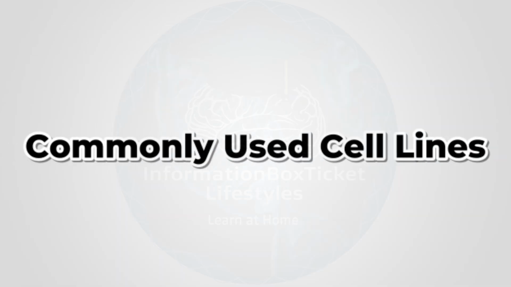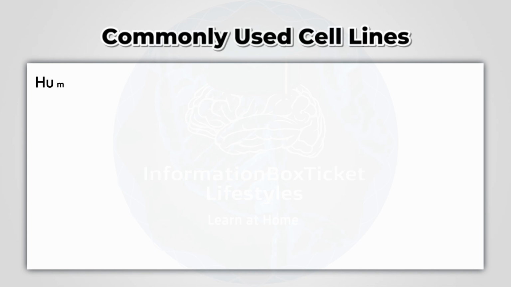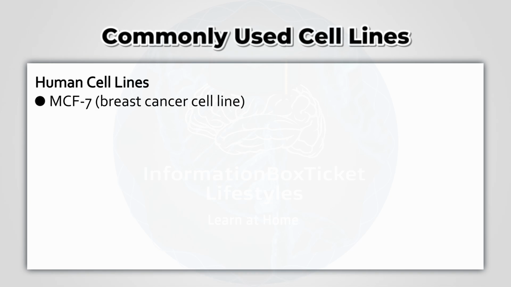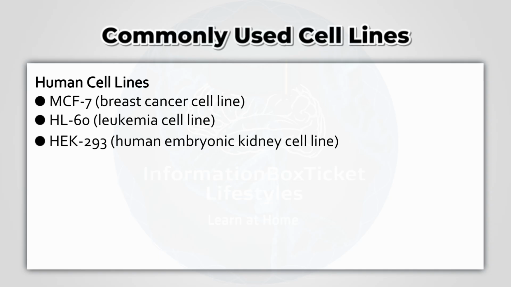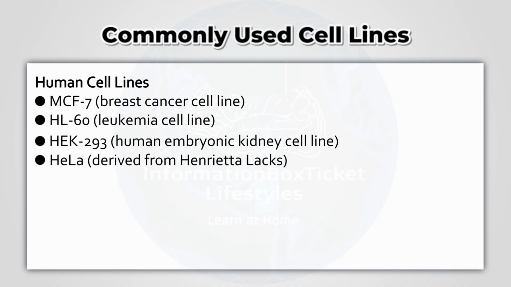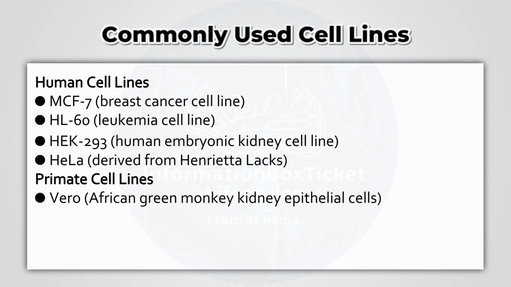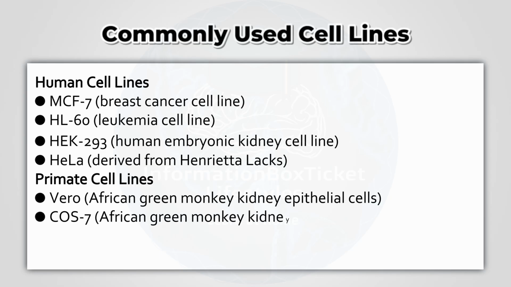Commonly used cell lines. Human cell lines: MCF7, breast cancer cell line; HL60, leukemia cell line; HEK293, human embryonic kidney cell line; HeLa, derived from Henrietta Lacks. Primate cell lines: Vero, African green monkey kidney epithelial cells; COS7, African green monkey kidney cells.